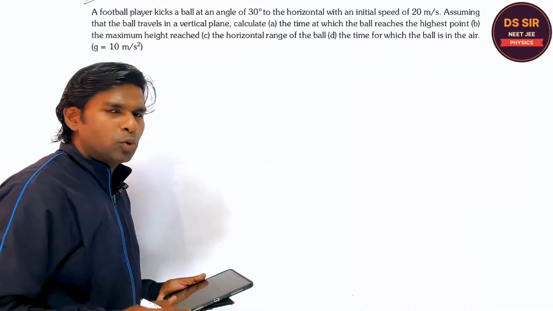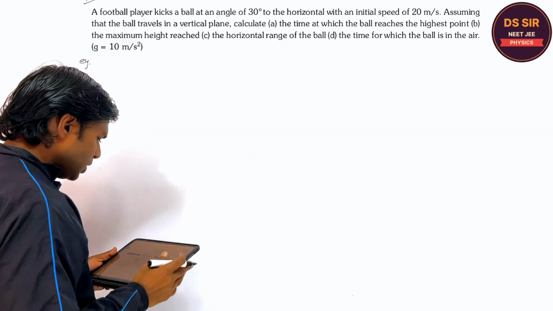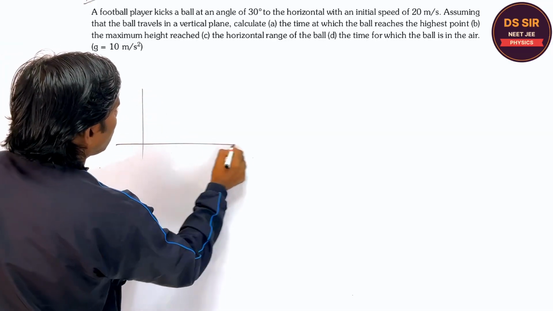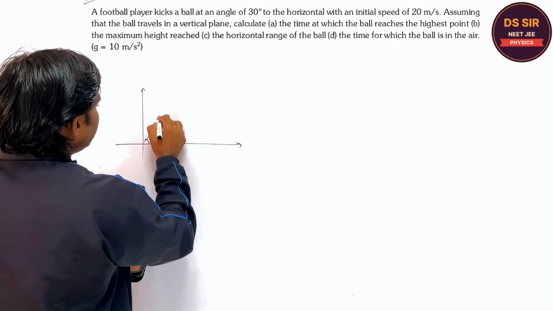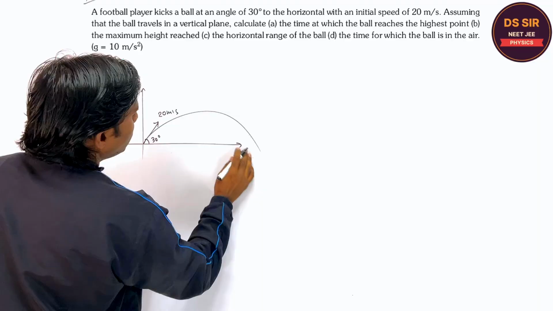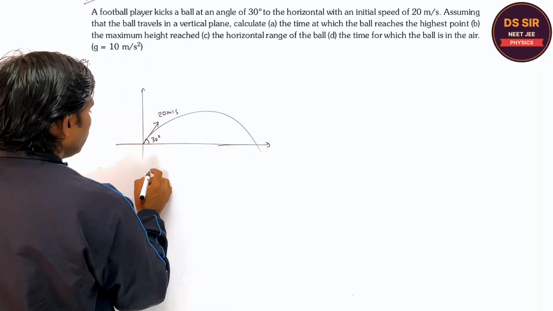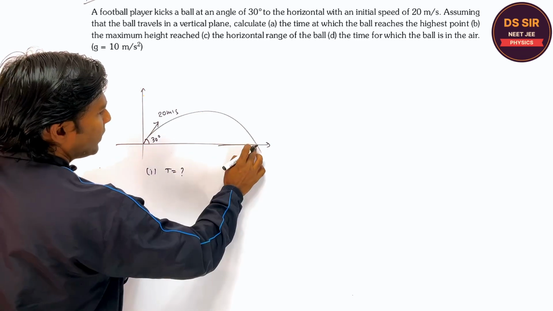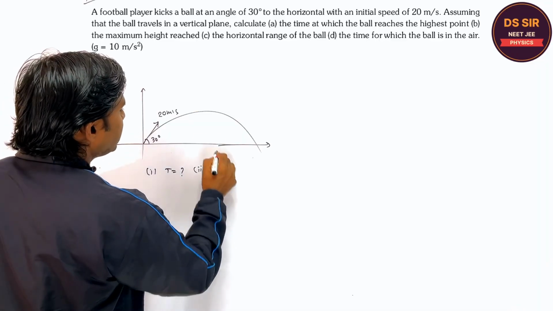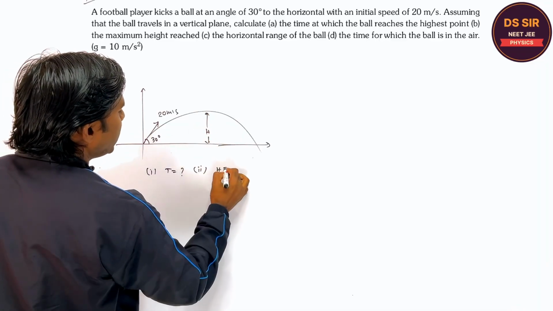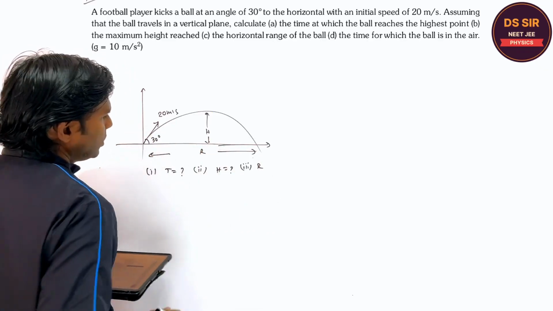So let's do some questions on the projectile motion from ground to ground. For example, this is the first question. You can read the question. Suppose there is a football, and it is thrown at angle 30 degree with horizontal, and the speed is 20 meter per second. So it will move in a parabolic path. And what you have to do, you have to find first the time of flight when it reaches the ground. Second part, the maximum height obtained, and the third part, the horizontal range. Is it clear? So this is the question.